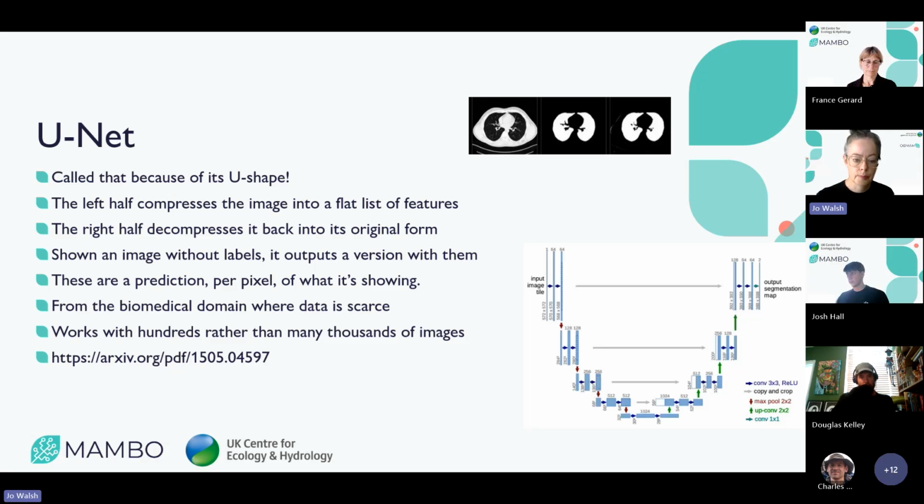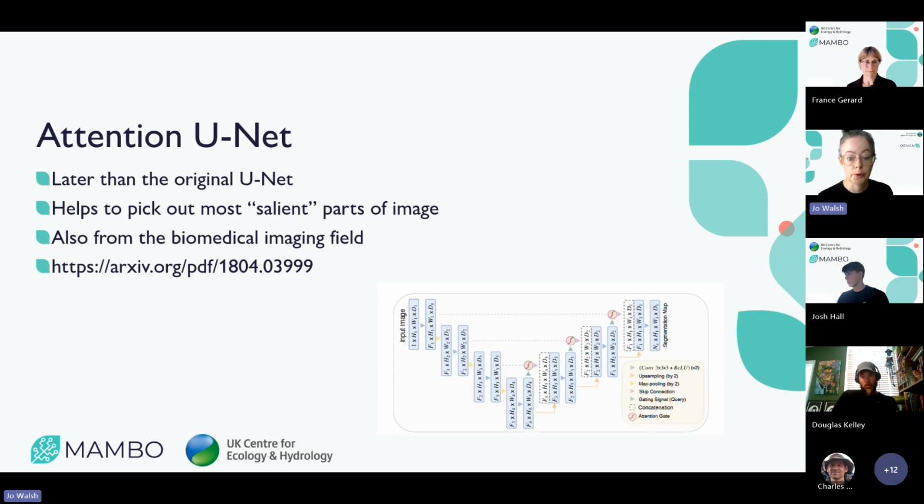It comes from the biomedical domain partly because in that area, data is often scarce. There aren't that many samples to work with. And so an advantage of this style of model is that you can build it with relatively few examples of what you're looking for, with hundreds rather than the many thousands of examples that you would need for a classification model. And specifically with our research partners, we've chosen to use an attention UNet. It's a slightly later variation of the original UNet, and the intention with it is that it will pick out the most meaningful features of the image.